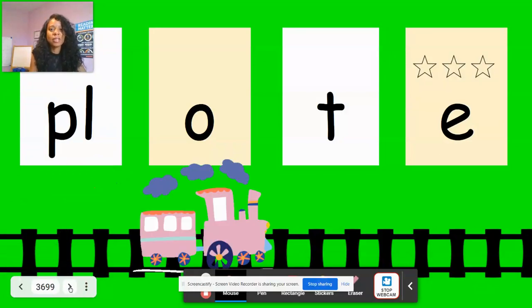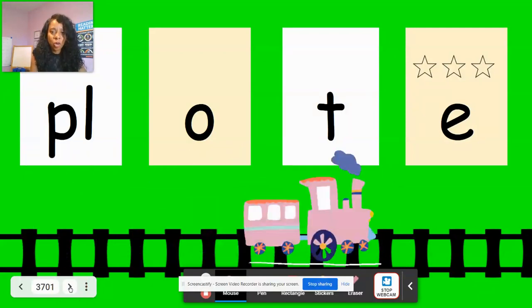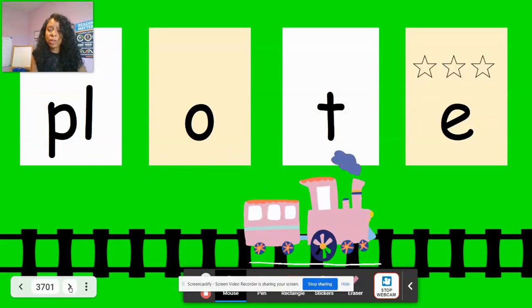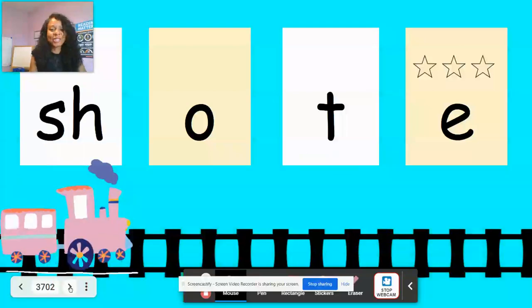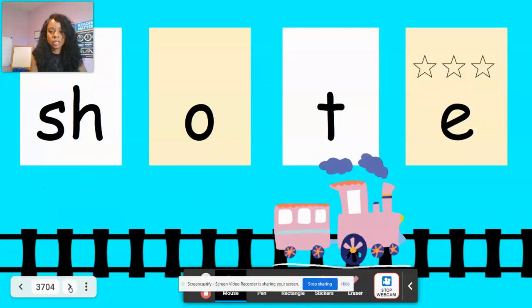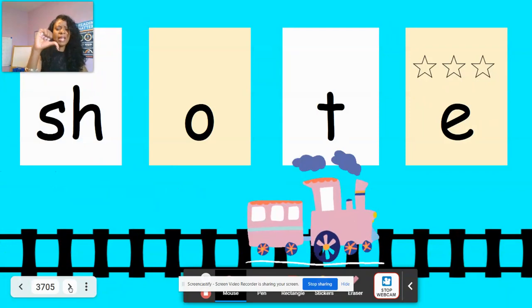Pull. O. Plate. Now that's a nonsense word. But remember, plate, was plate a real word or was it a nonsense word? What do you think? Of course, plate is a real word. Let's try some more. We have sh, o, t, shoat. That's a nonsense word. And did you recognize that magic E again?